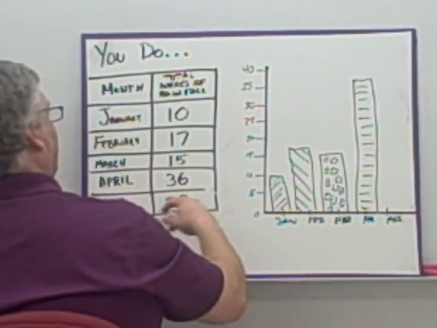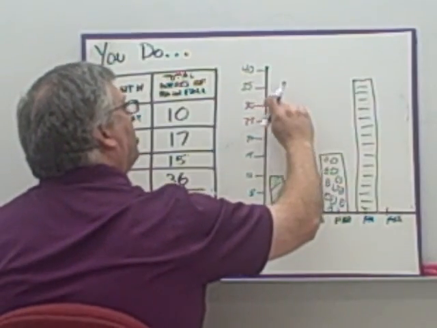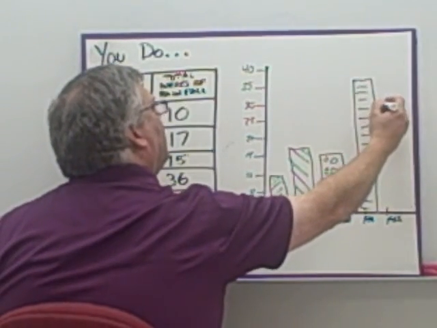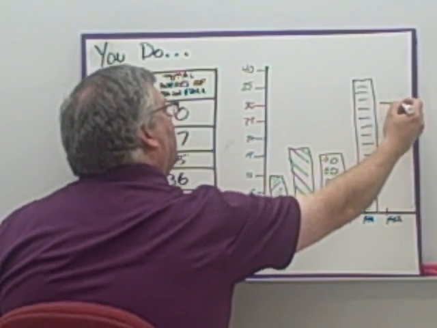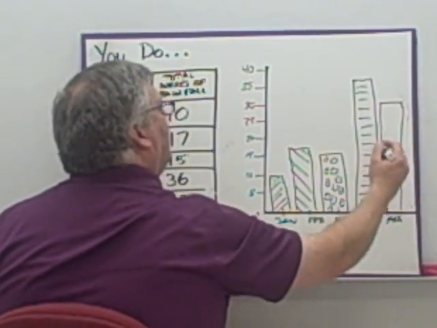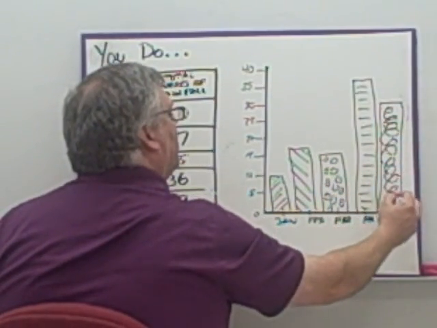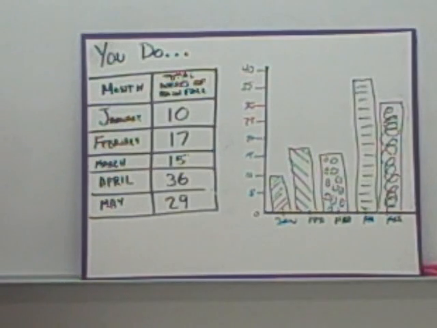Now for May, it goes up to 29, which is a little bit less than 30. So we run our finger across the 30, we go a little bit less than 30, draw our line there, draw the bar down, and put a pattern on that one. So now we have our bar graph for this.